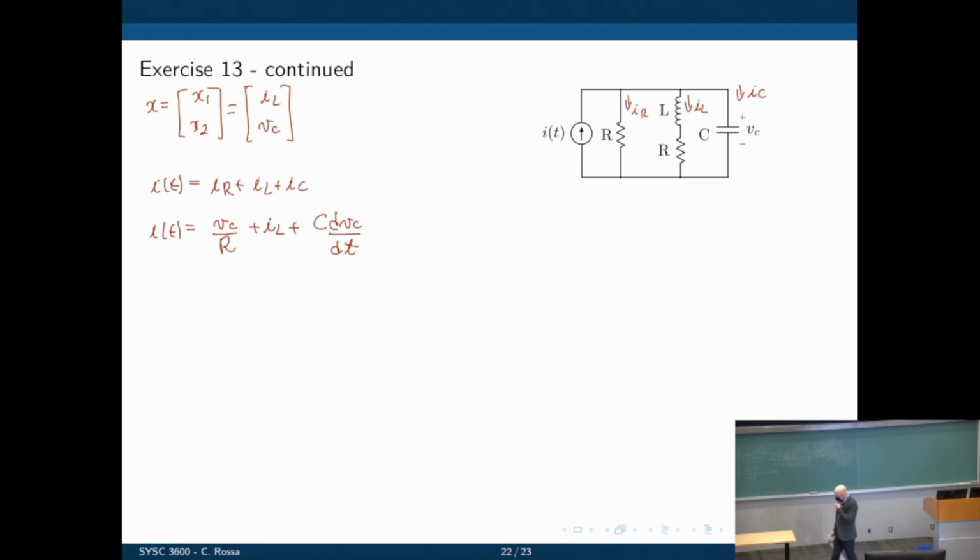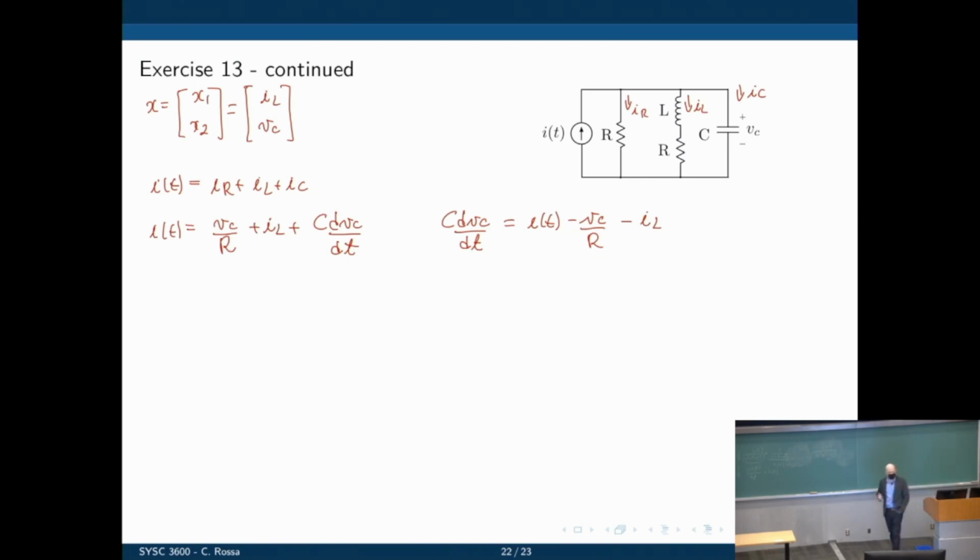So remember, before we start writing any equations, just think about the equations you need and where you're going to find them. Before you just have a collection of equations and then you don't know what to do with them, think about what variables we are actually looking for. So from this, we have C dVC dt equals I of t, which is the input, so it can be there, minus VC over R, that's a state variable, and minus IL.